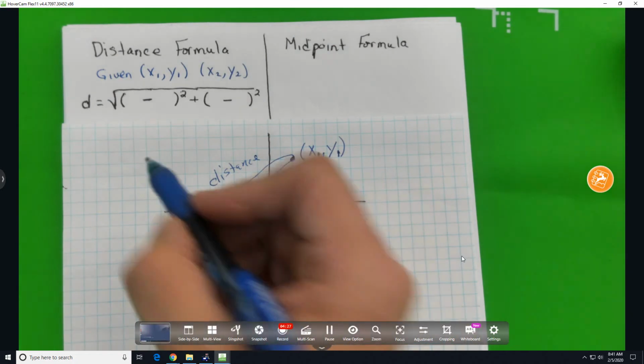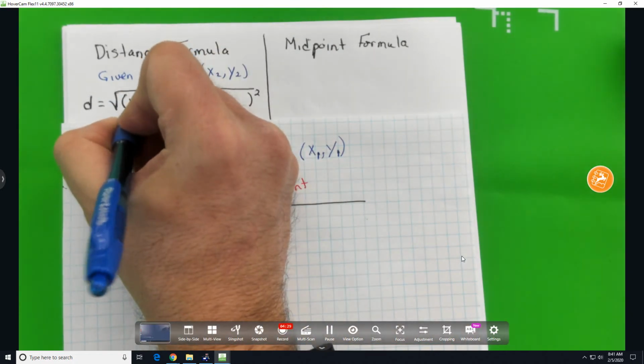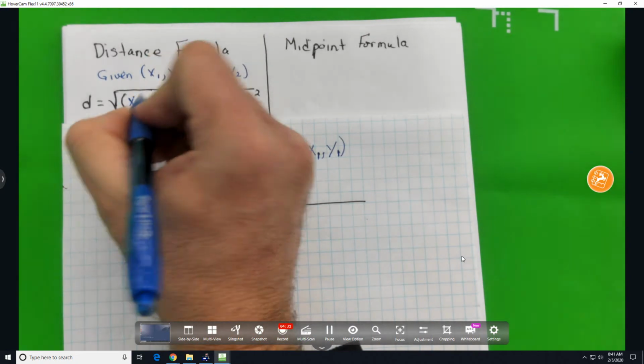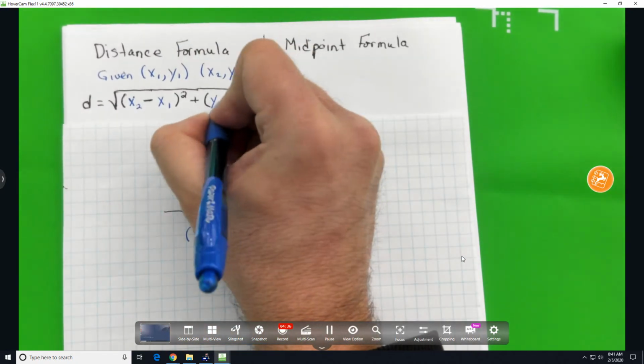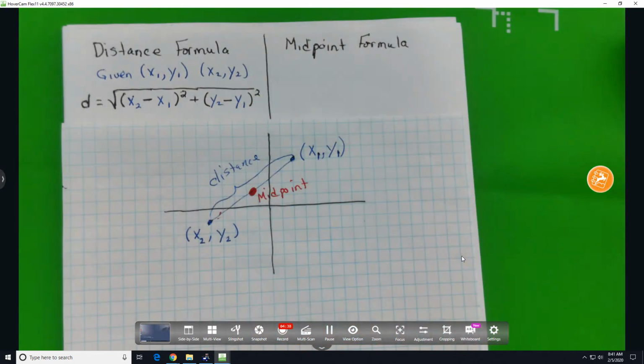So, here it is. It's the square root of x2 minus x1 squared plus y2 minus y1 squared. And again, I'll justify why that is in a moment.